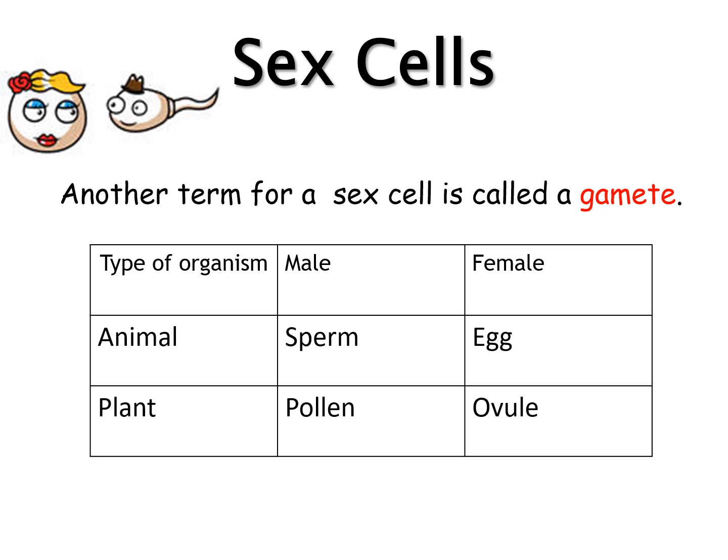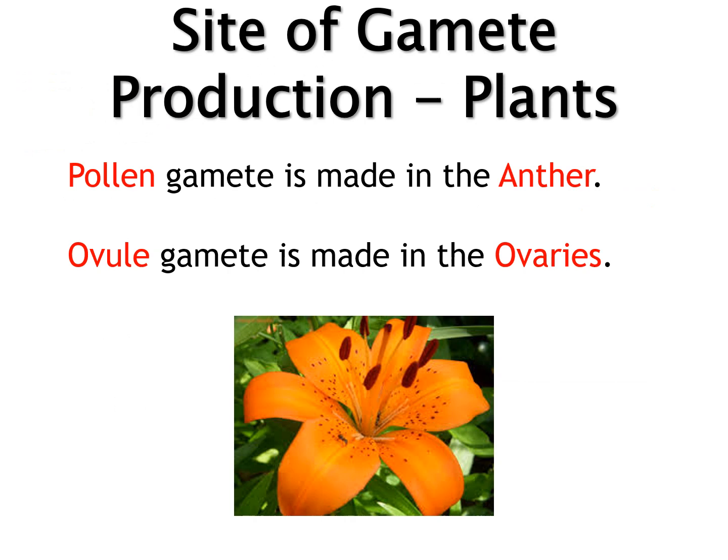Depending on the organism, gametes can be different cells. So in an animal, the male gamete is called a sperm cell, and the female gamete is called an egg cell. But look at the plant, however. In a plant, the male gamete is called pollen, and the female gamete is called an ovule.